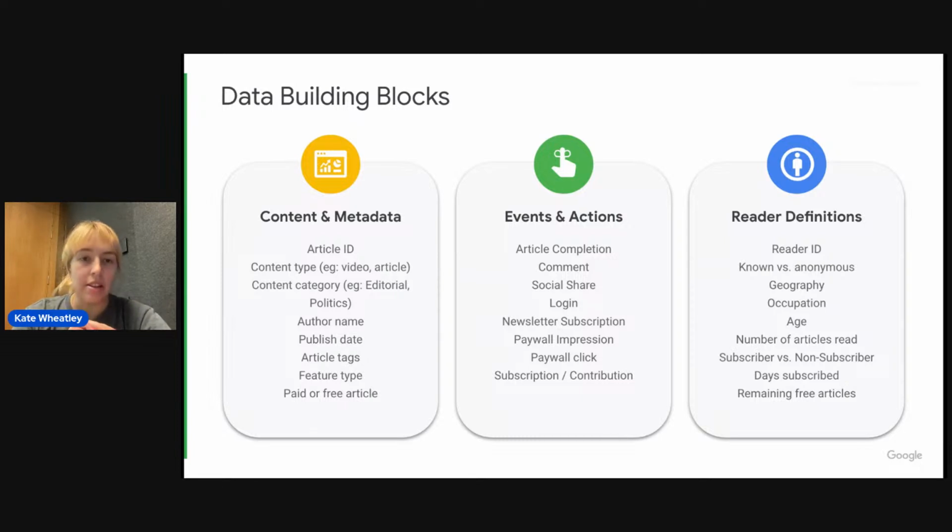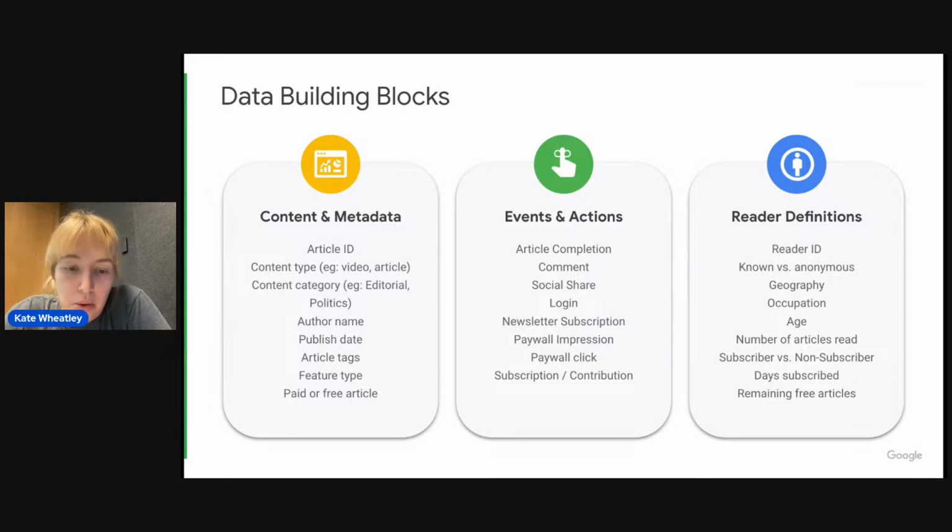But at the end of the day, the great thing about GA4 is that you can customize your data collection to really get the data points that actually are relevant to you. So these are some examples of the data building blocks for a publisher. First up, you've got your content and metadata. This is kind of the data about your data, right? Your metadata. This is where we want to collect labels and tags about your articles and about your site that will help you to actually undertake analysis later on.